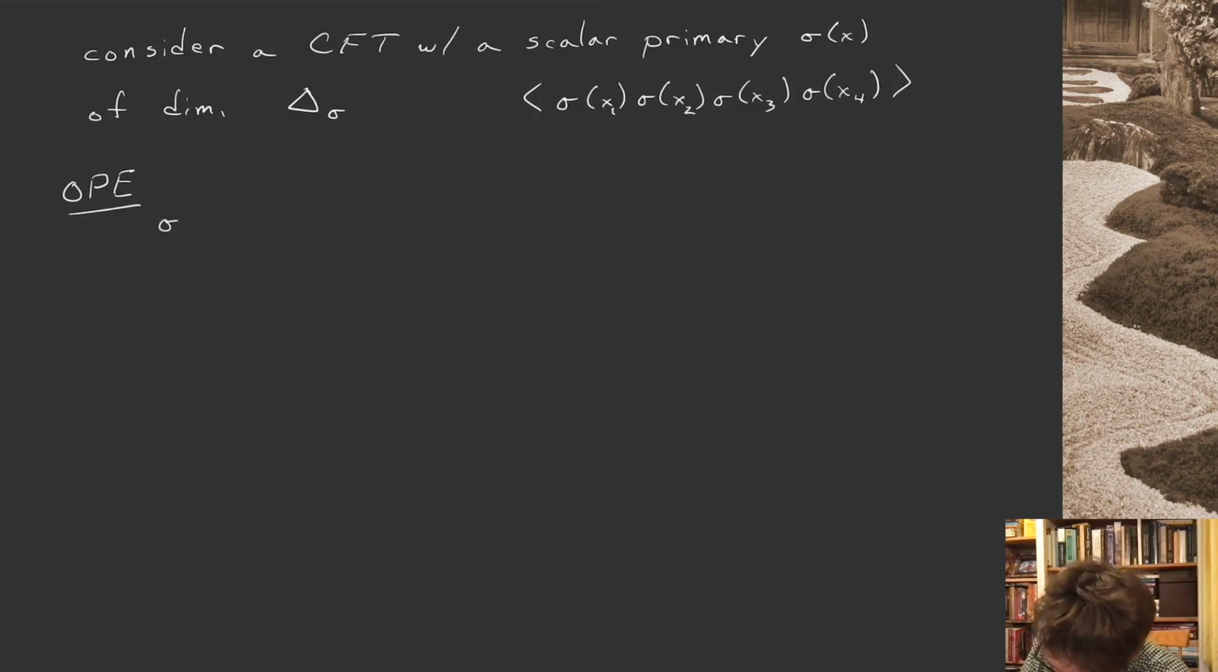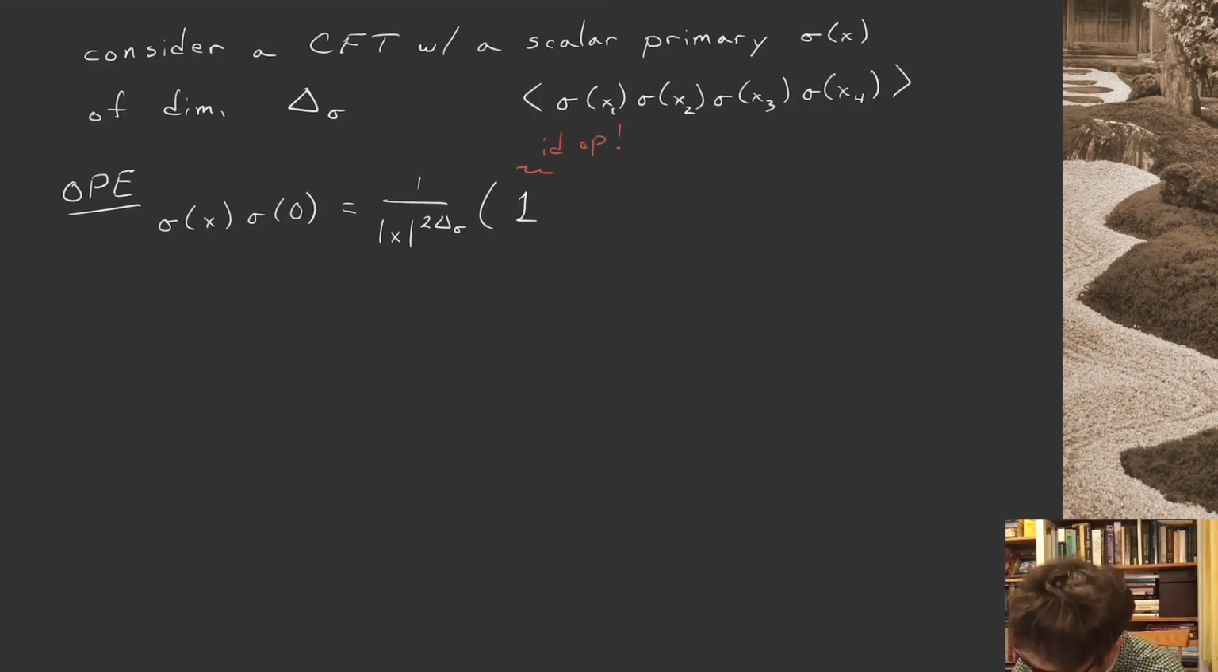So if I take two of these sigmas and I bring them close together, well, I can get a 2-point function for those operators because it's the same operator. The 2-point function won't vanish. So I've got x to the 2 delta sigma, and then that 1. This is our identity operator. It allows for the possibility of having a non-zero 2-point function. And then plus higher order terms.